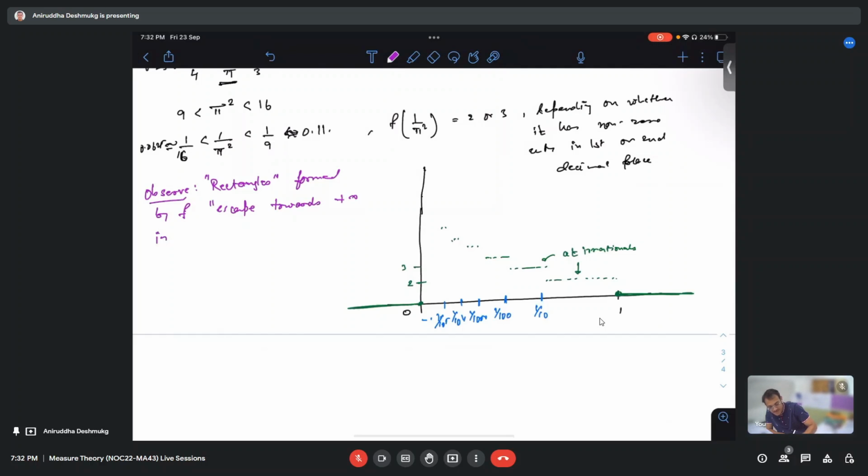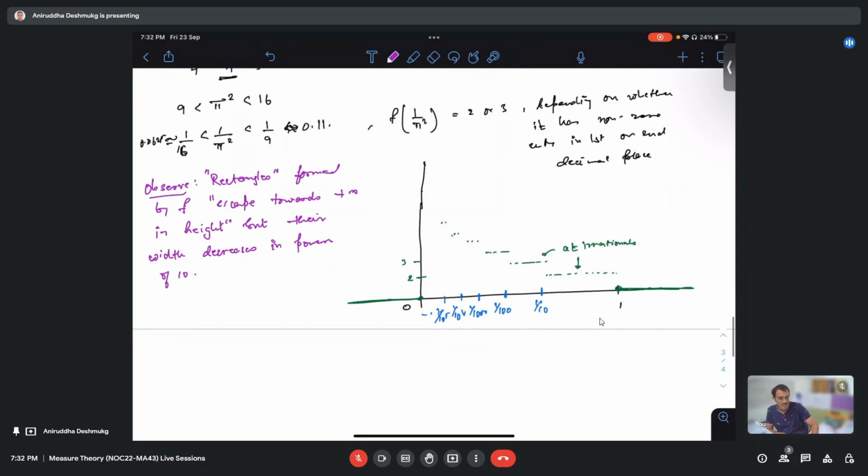in height, but their width at the same time decreases. It decreases in powers of 10. Right? So the first one was 9 by 10, the width, but the second one is 9 by 100. The third one is 9 by 1000 and so on. So the decrease of the width is in powers of 10.